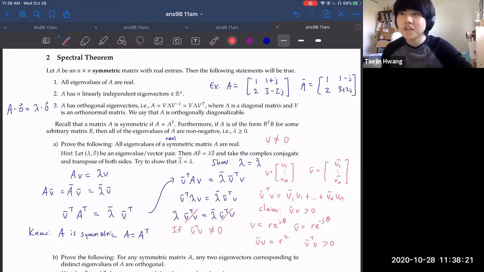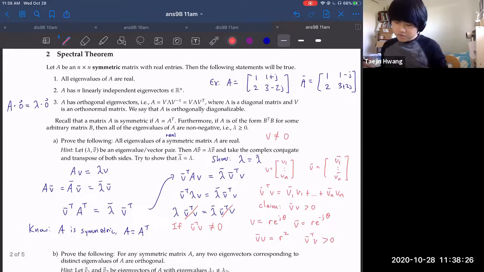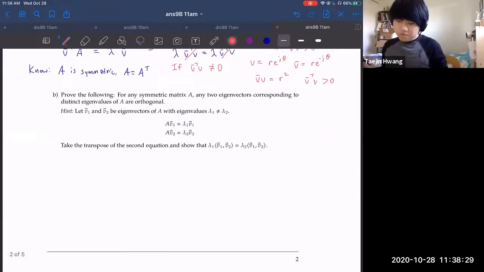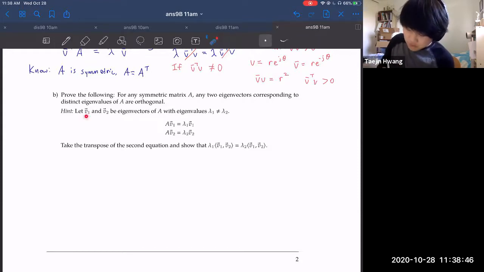Okay, if we don't have any other questions, let's move on to the next part. Second part, it's kind of a baby proof for the spectral theorem, where we're now saying two eigenvectors corresponding to distinct eigenvalues of a symmetric matrix are orthogonal. So if we have v1 and v2 as eigenvectors with distinct eigenvalues, well, then v1 and v2 are orthogonal. And I'll give you some time to work on this one.